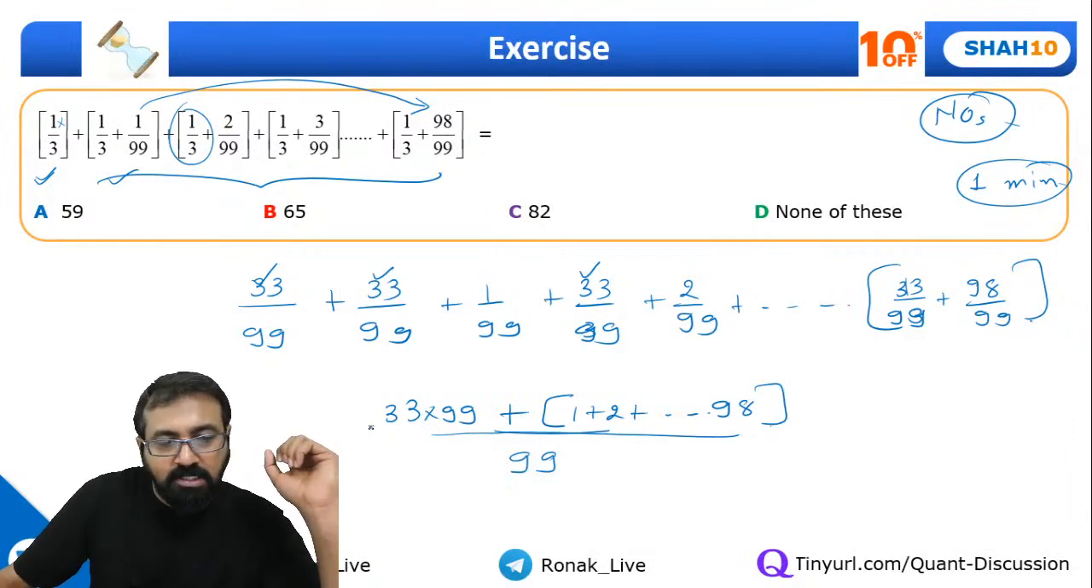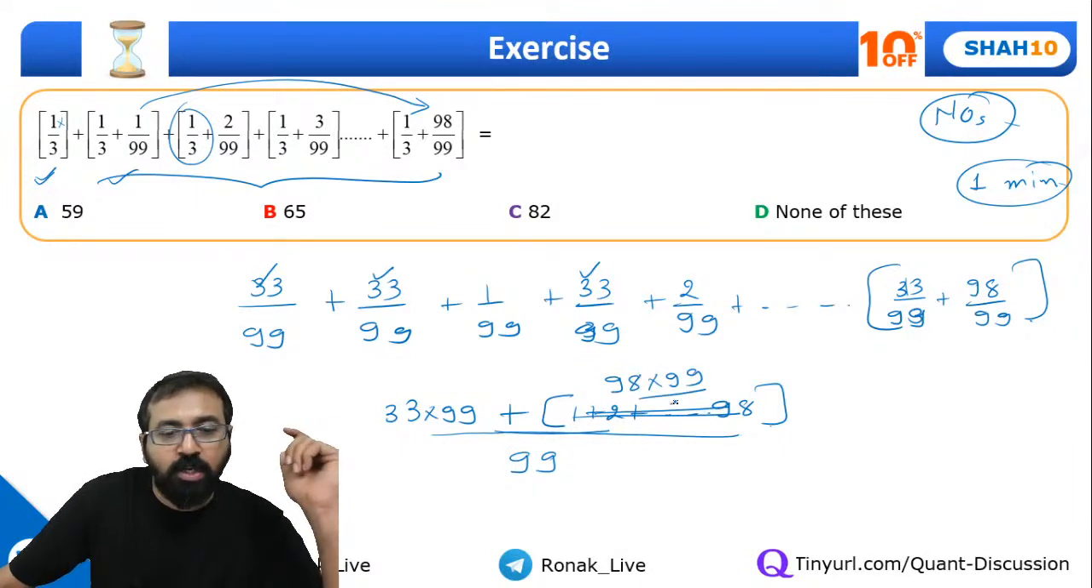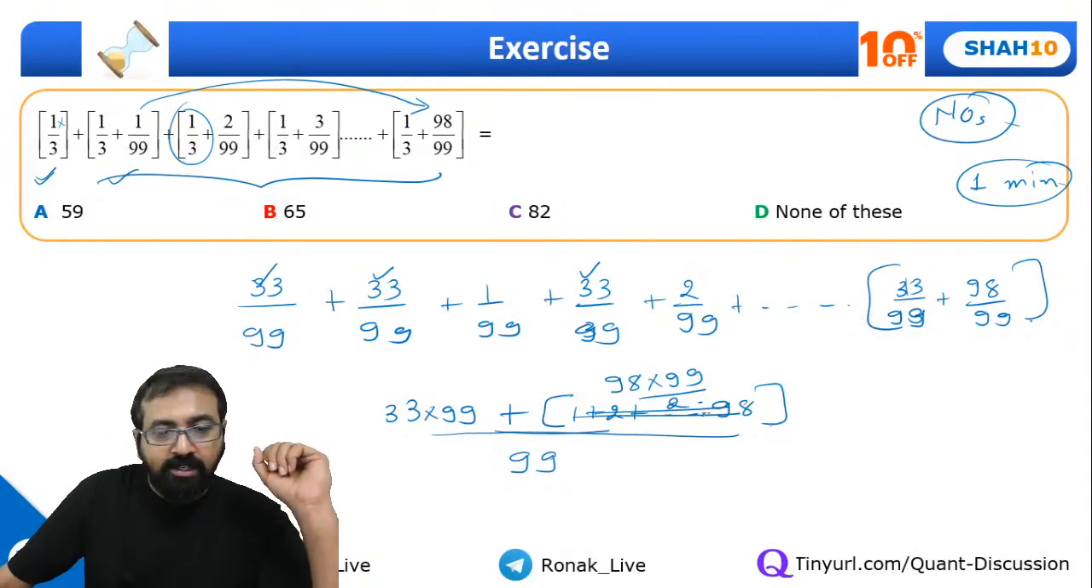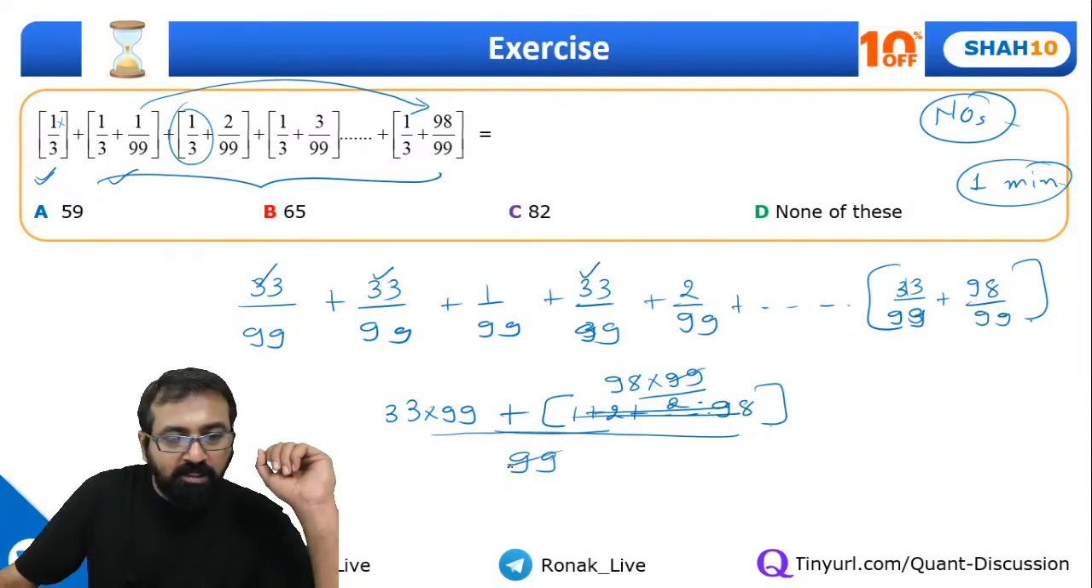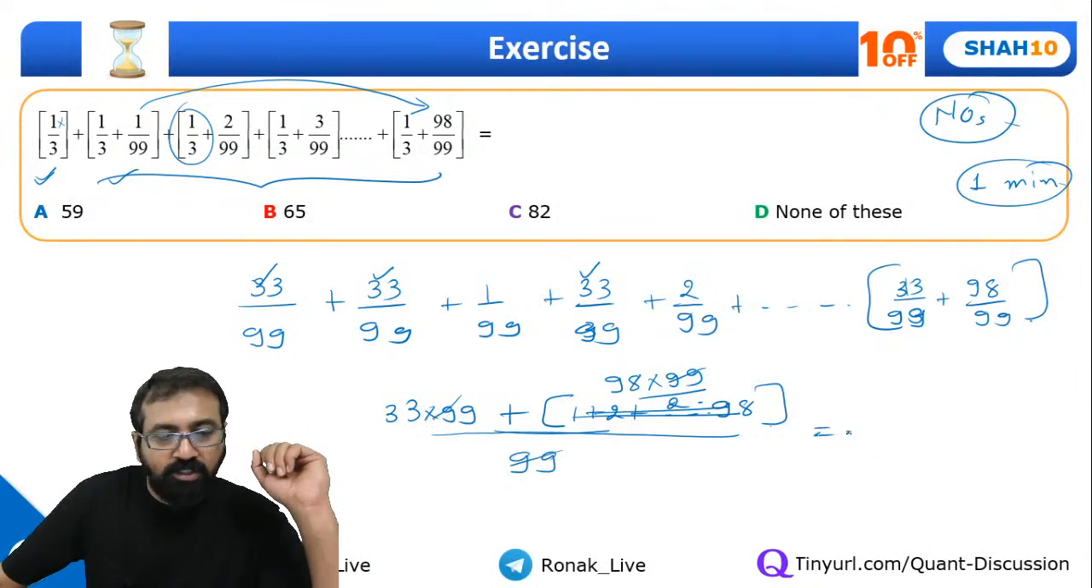Now keep this 33 into 99 as it is. What is the sum of 98 numbers? It's n into n plus 1 divided by 2, that is 98 into 99 by 2. Right, everyone? Correct. So let's cancel off this part. This 99 will get cancelled off. So what will I be left with? 33 plus 98 by 2, that is 49. What is 33 plus 49, guys?